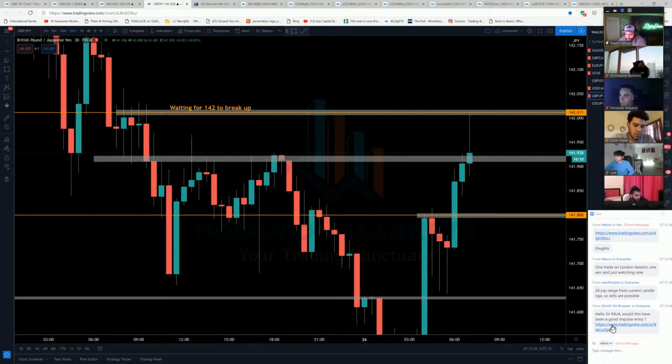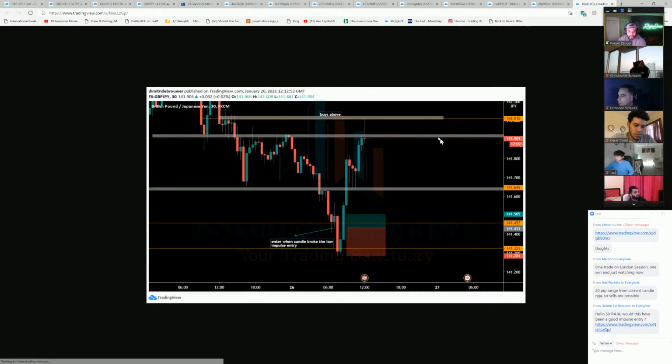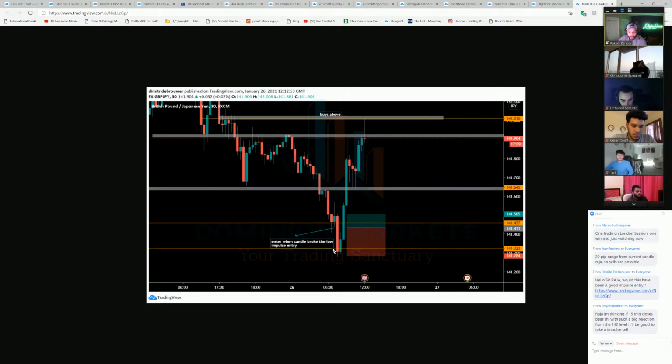Would that have been a good entry? Let's take a look over here. This would have been an entry when the candle broke the low for price to come down. Yes, it would have been good. The only thing that confused me is that the red should be up and green should be down. I think it's upside down, but yeah, it should have been a pretty good entry for price to continue bearish.